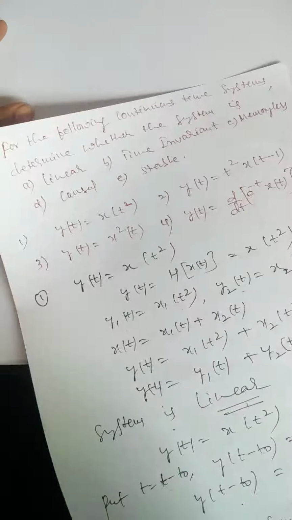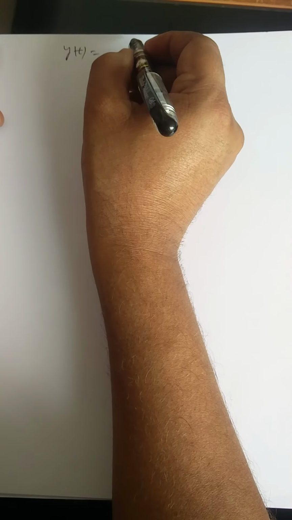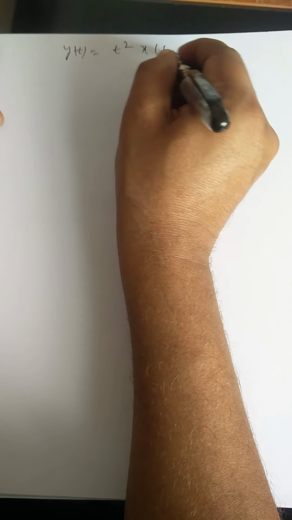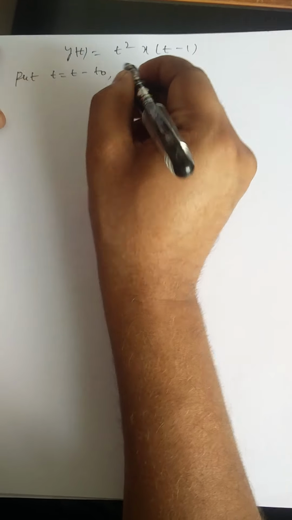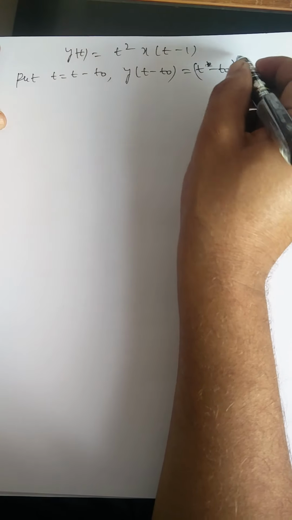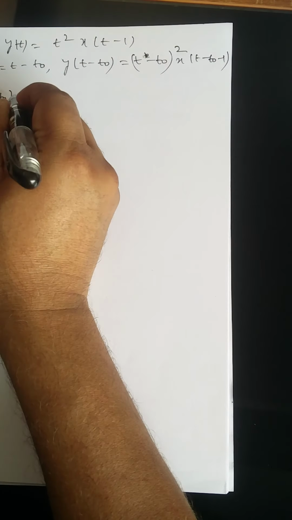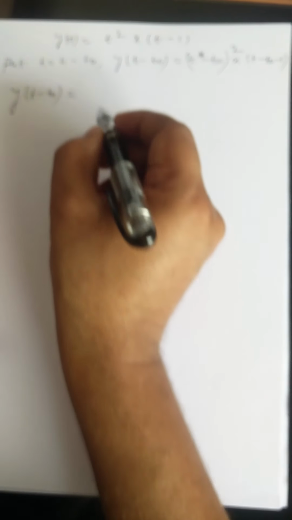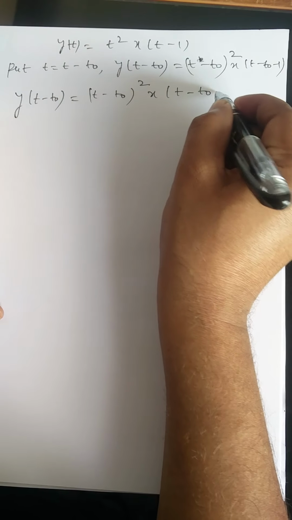Okay, I'll check for the time invariance property. To check for the time invariance property, y of t is equal to t square x of t minus 1. Put t is equal to t minus t naught. That is, y of t minus t naught is equal to t minus t naught its whole square, x of t minus t naught minus 1.